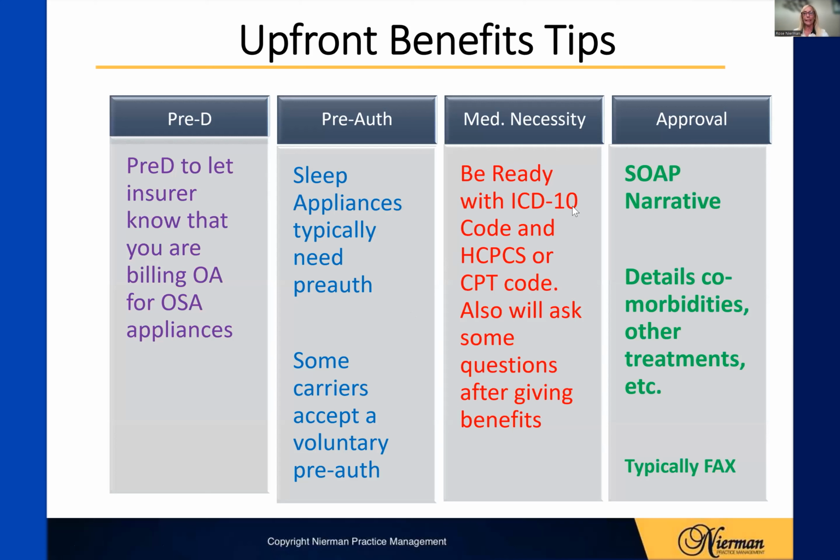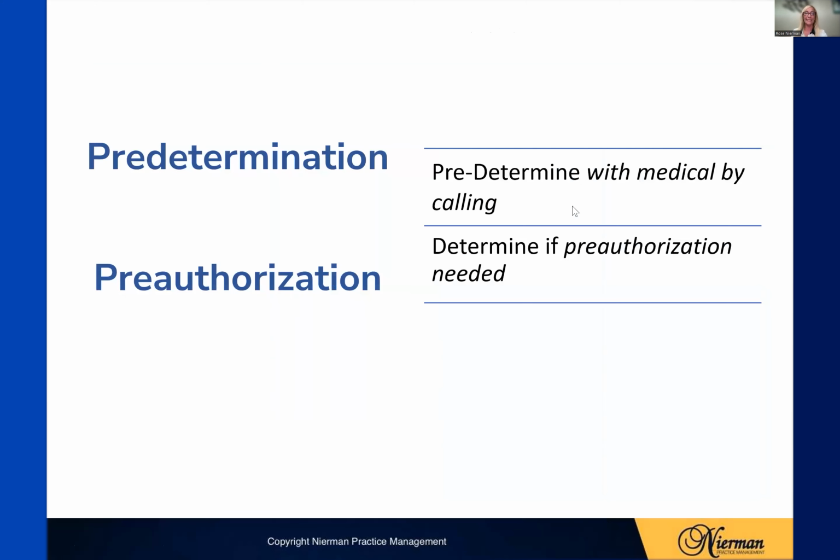Now, the pre-auth with the SOAP report and your documentation are usually done by fax with medical. So predetermination is calling and finding out if they have the benefits. A pre-authorization is, yes, these are the benefits. So that's the difference between a pre-D and a pre-auth.